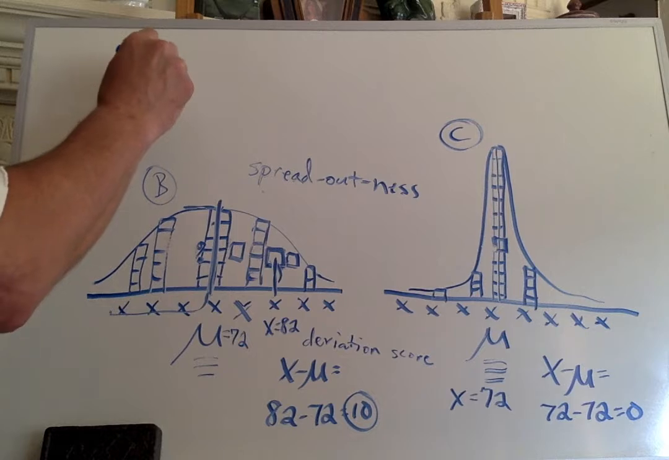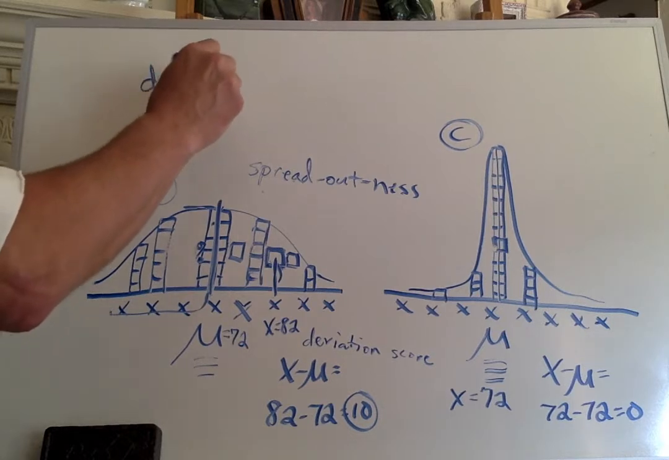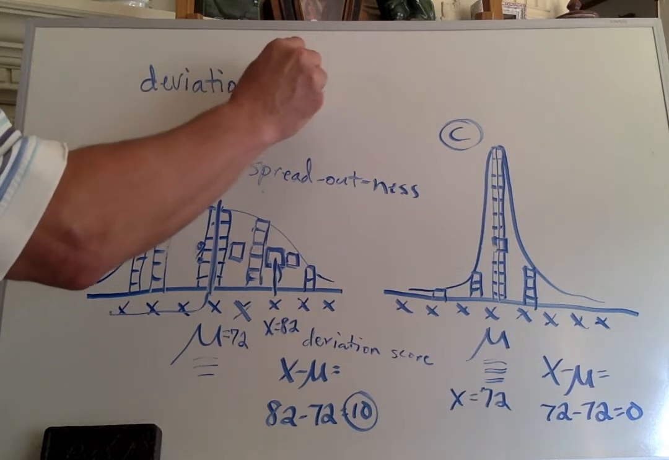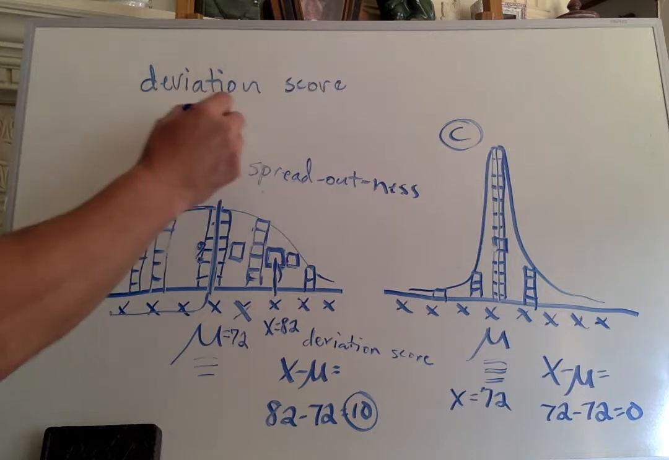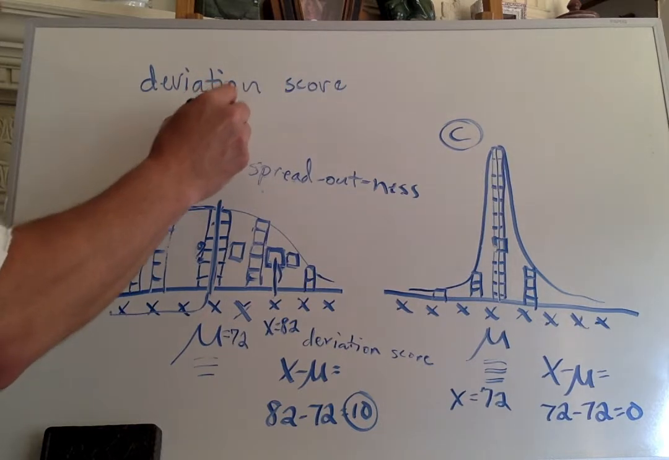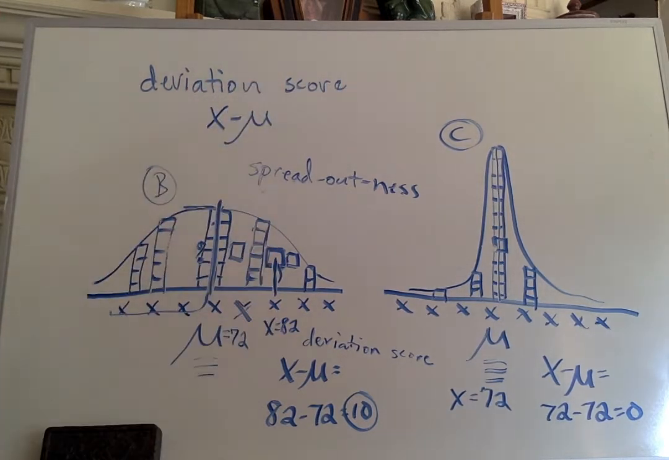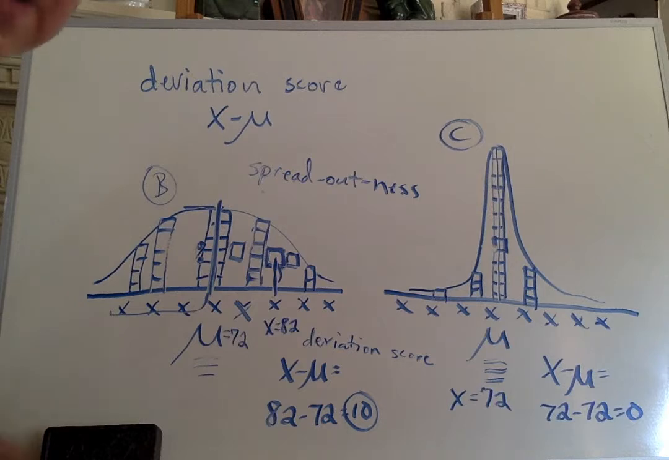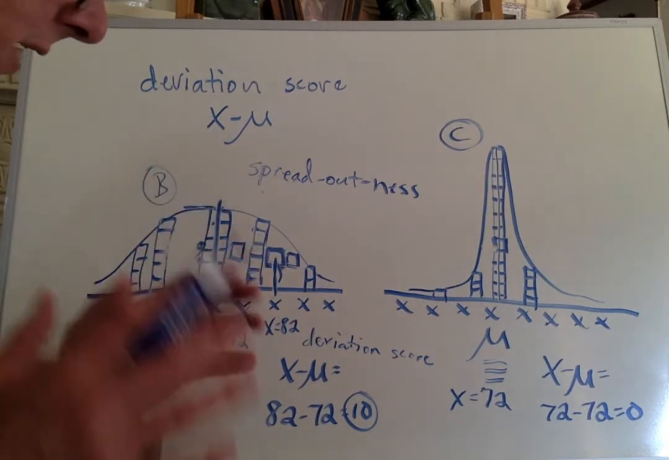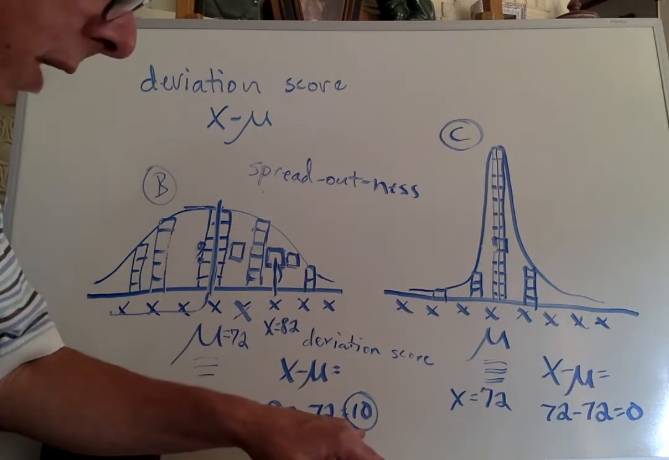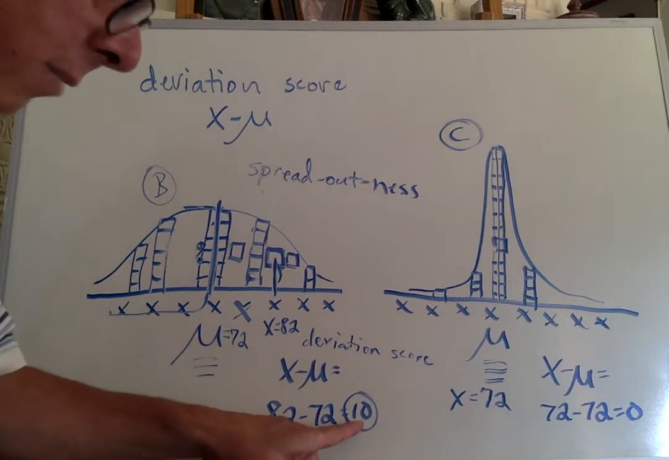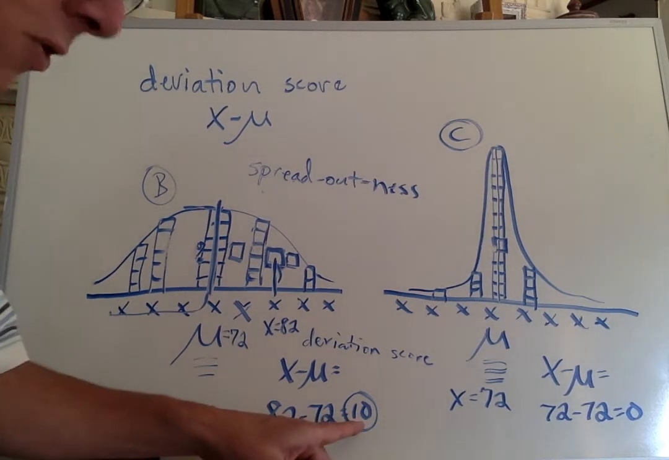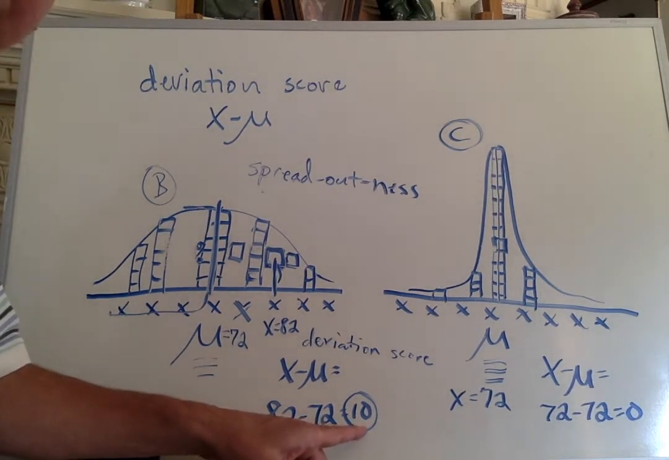So this thing that we call a deviation score tells you how far away from the mean you are. You did it here. You did it here. Let's just understand that this tells us how far away from the mean you are. This is not your score on the exam. Your score is here. This tells you how far from the mean.